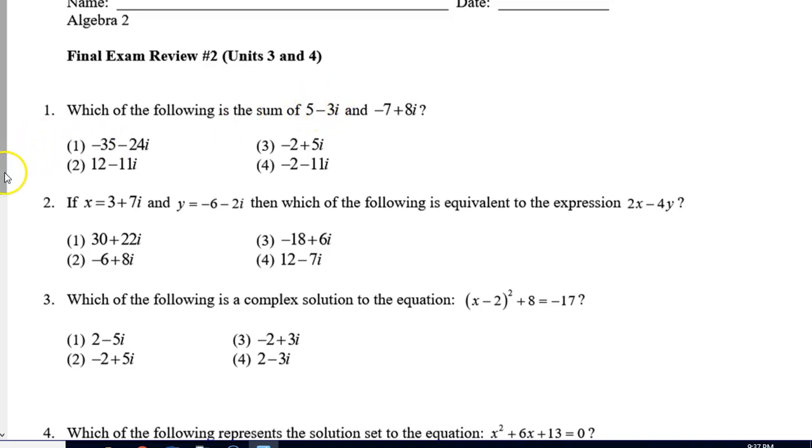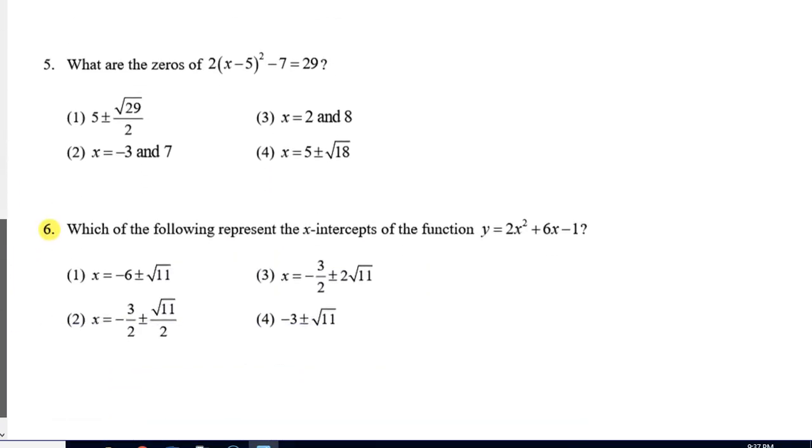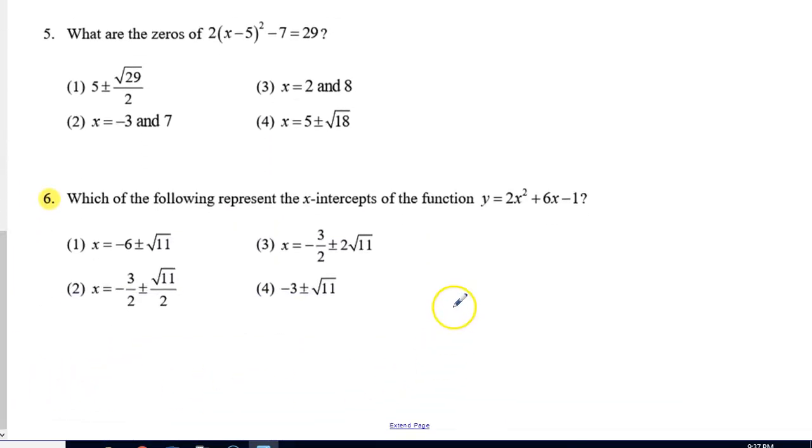So the first question we're going to look at is 6 on the first final exam review that we're looking at here. We've got a parabola and we want to find the x-intercepts, the exact values of them, so we're going to look at an algebraic approach. This would be an upward facing parabola. We want to find those places where it crosses the x-axis. Of course those places would be when y equals 0.